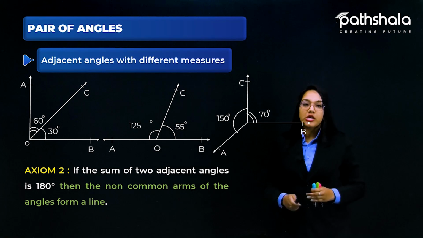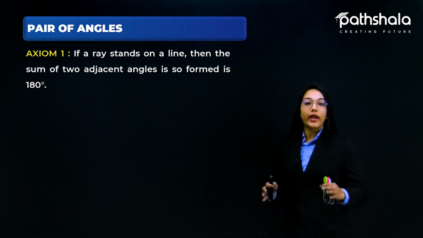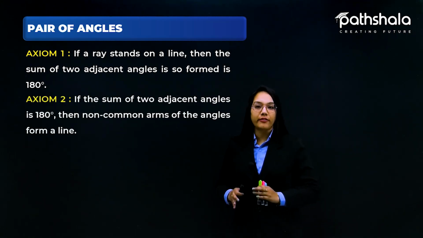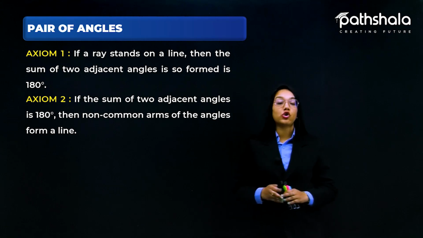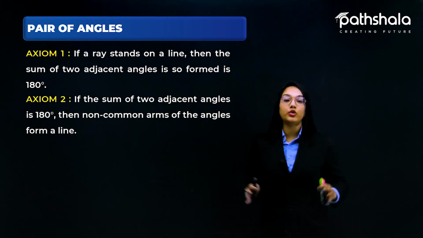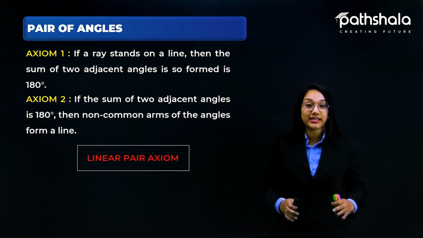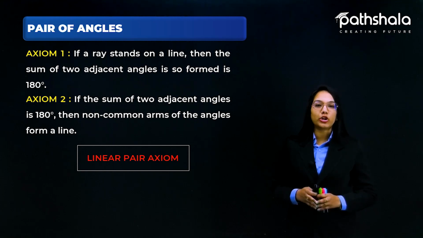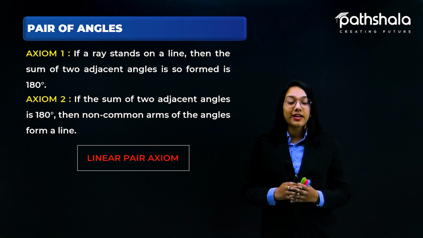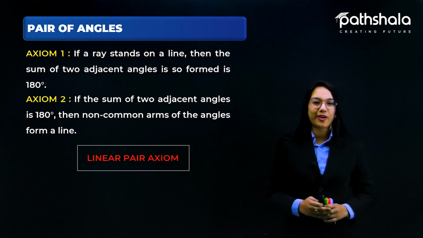Now let's take the two axioms together. Axiom 1 and axiom 2 all together are called the linear pair axiom. So whenever we talk about the linear pair axiom, these two axioms together are what it is called. So this is all about the pair of angles.